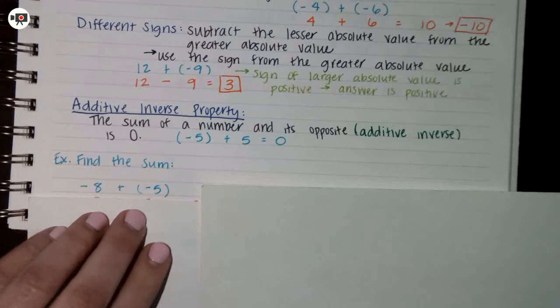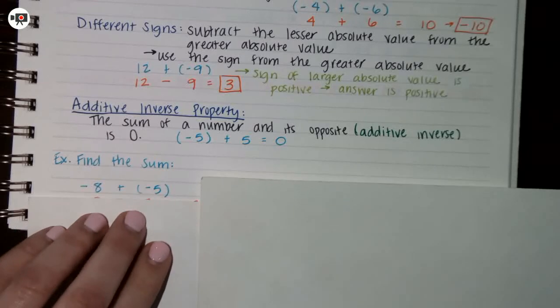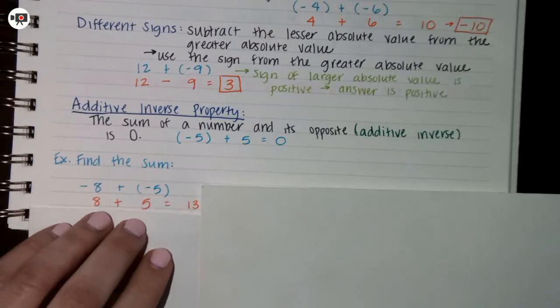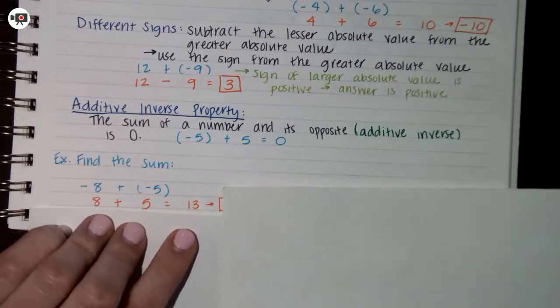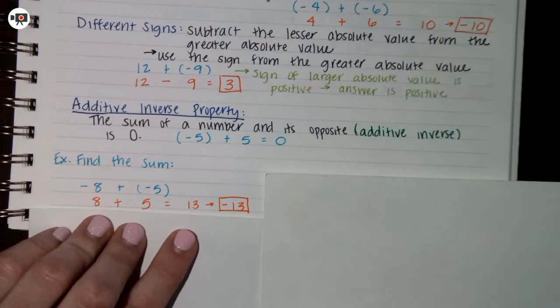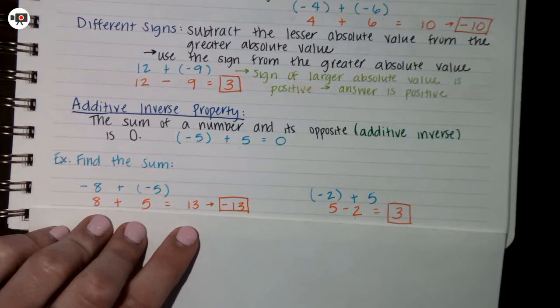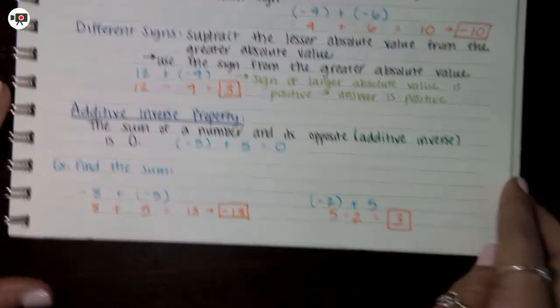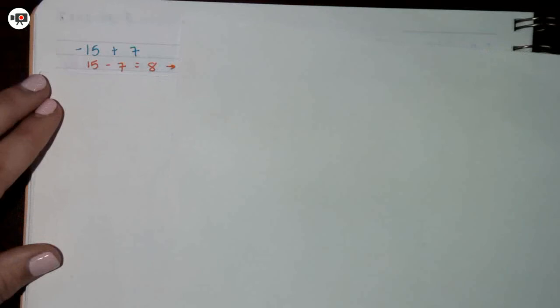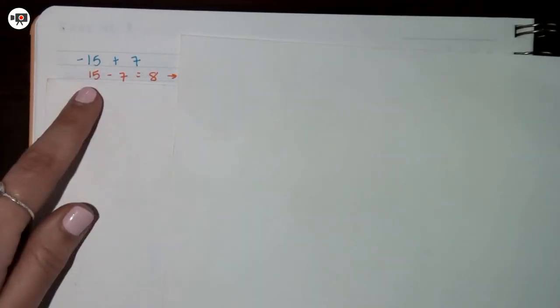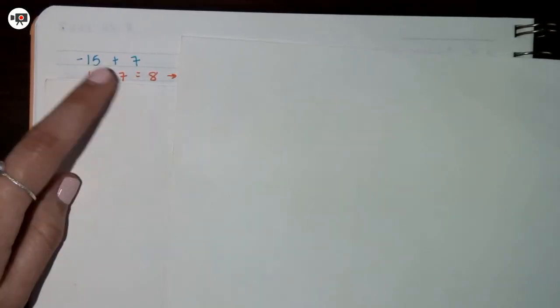Find the sum. Negative 8 plus negative 5, you're going to do 8 plus 5, which is 13. Common sign is negative, so your answer is negative 13. Negative 2 plus 5, we're going to do 5 minus 2, and the sign on 5 is positive, so the answer is positive 3. If we have negative 15 plus 7, that's 15 minus 7, which is 8. The sign on the larger number is negative, so your answer is negative 8.